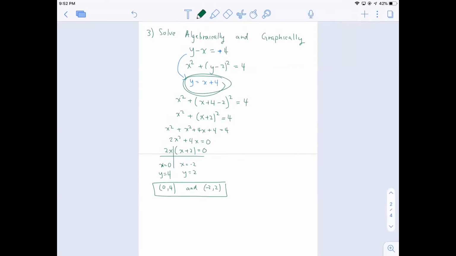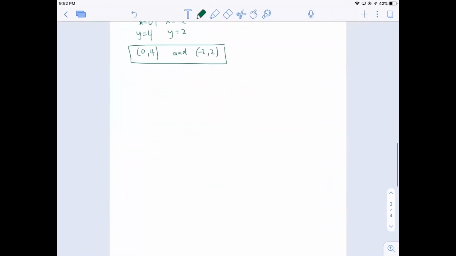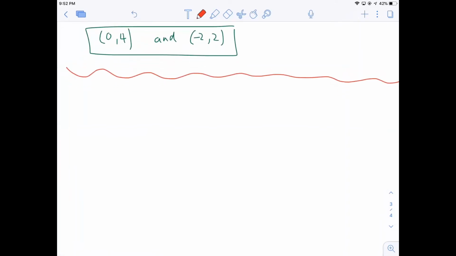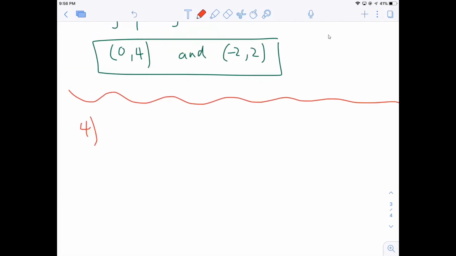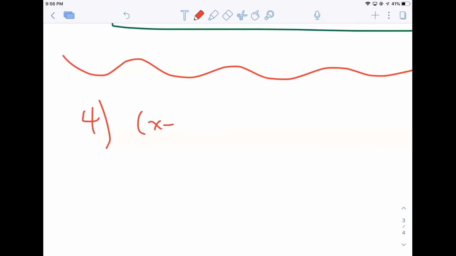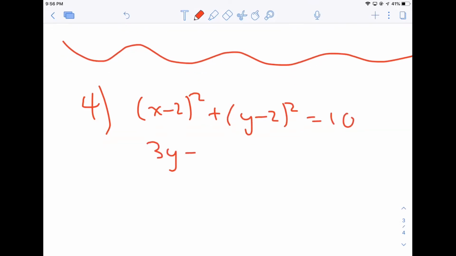I want to do just one more problem and show that you can solve for either the x value or the y value, and it doesn't matter. For this last one, we're going to use both substitutions and just see how that changes things a tiny bit. All right, the last one is (x minus 2) squared plus (y minus 2) squared equals 10, and 3y plus x equals 18.